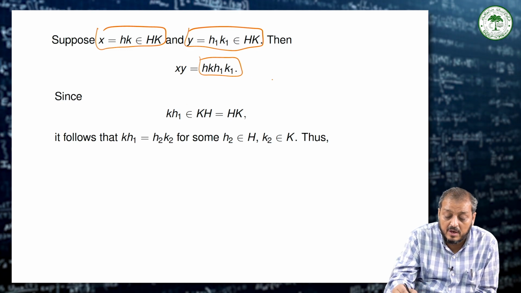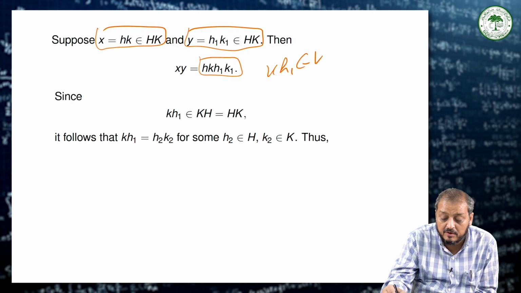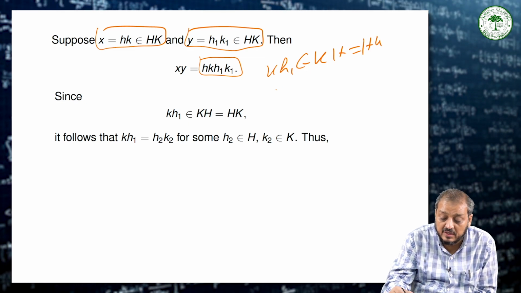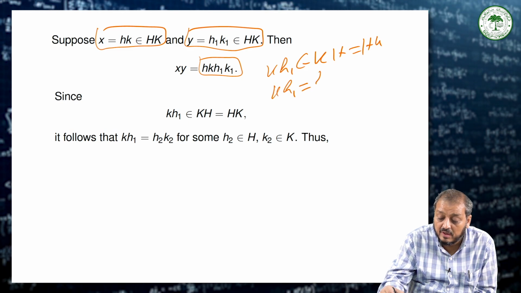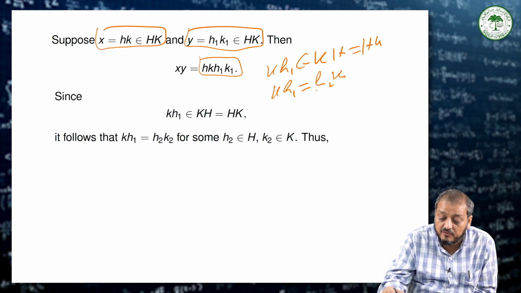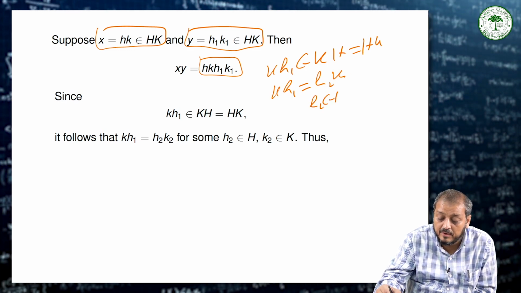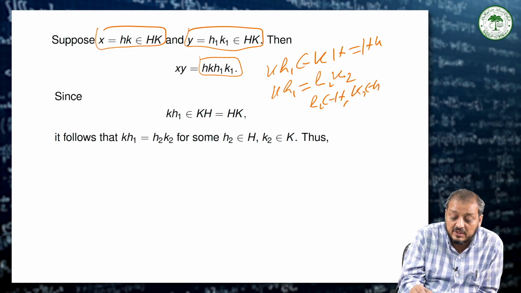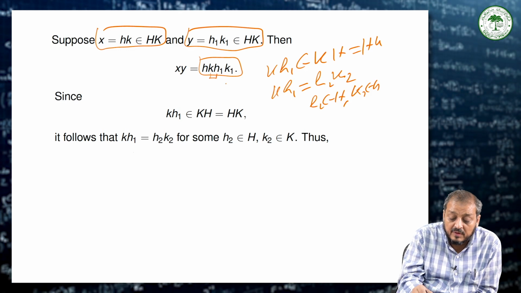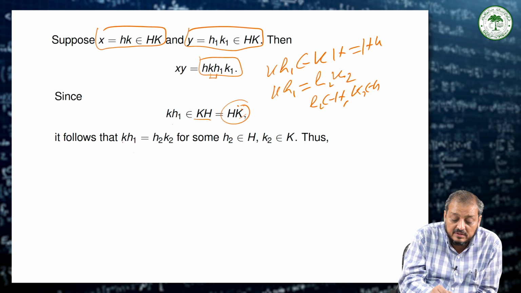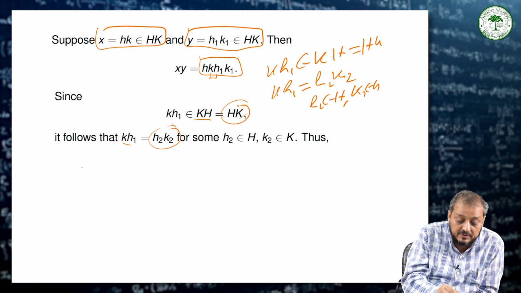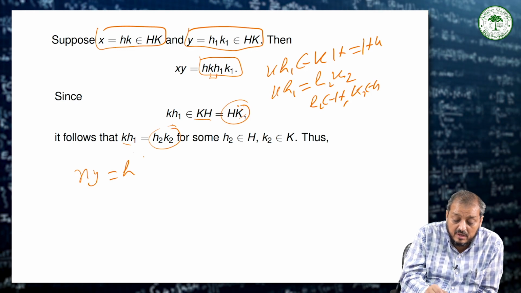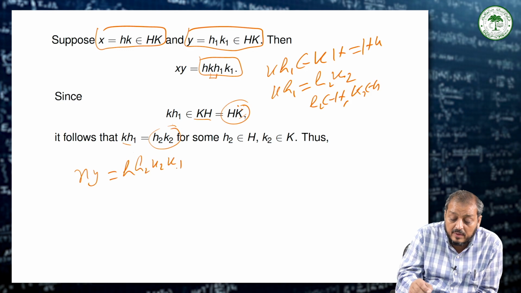Because k h1 is an element of KH, and we are given that KH is equal to HK, this means k h1 is the same as some h2 k2, for some h2 in H and k2 in K. So we can write xy as h, h2 k2, k1.